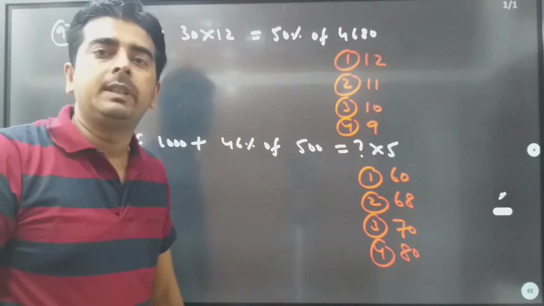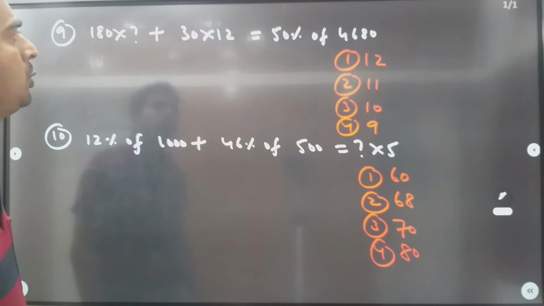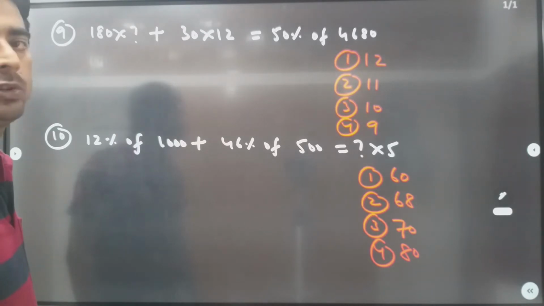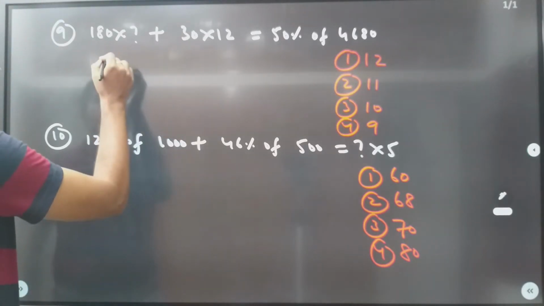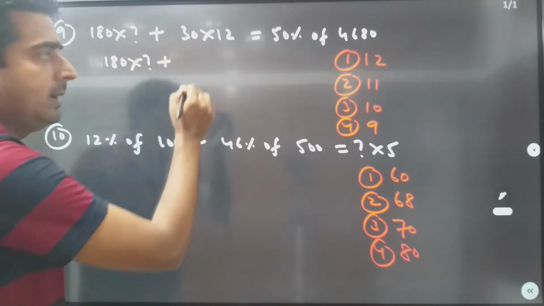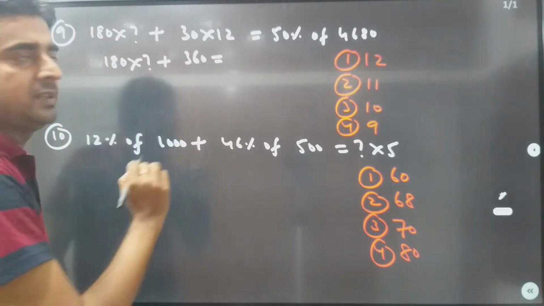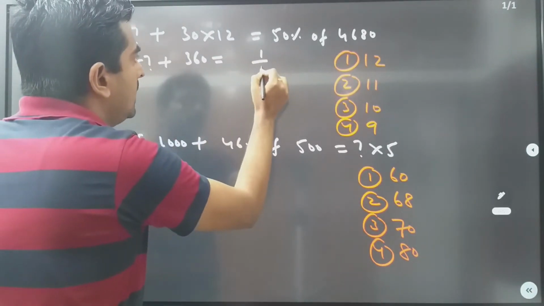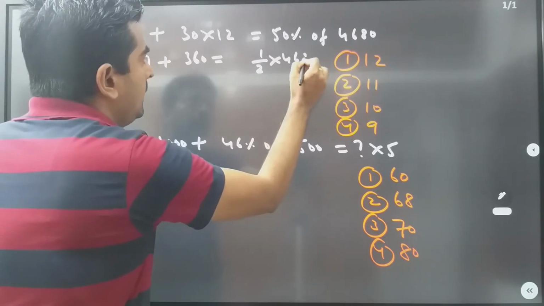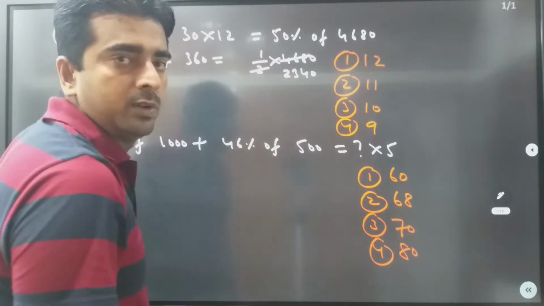So I hope you are clear with 8th one. Now we see 9th one. 180 into question mark plus 30 into 12 is equal to 50% of 4680. This is 180 into question mark plus what is 30 into 12? 360 is equal to 50% of 4680. What is 50% fraction value? Half into 4680. 2 23s are 2340.